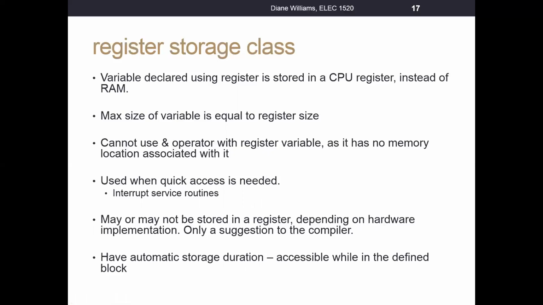This comes into play a little more when we get farther into embedded systems. We'll see that when we're writing interrupt service routines, we'll want to place information in a CPU register. Now, it may or may not be stored in a register. When we tell the compiler that we want this to have a register specifier, it's only a suggestion to the compiler. The compiler may or may not do that. There's a limited number of hardware resources, so there's only so many CPU registers, and the compiler may or may not comply with our request. It has automatic storage duration, and it's accessible while we're inside the block where we define it.